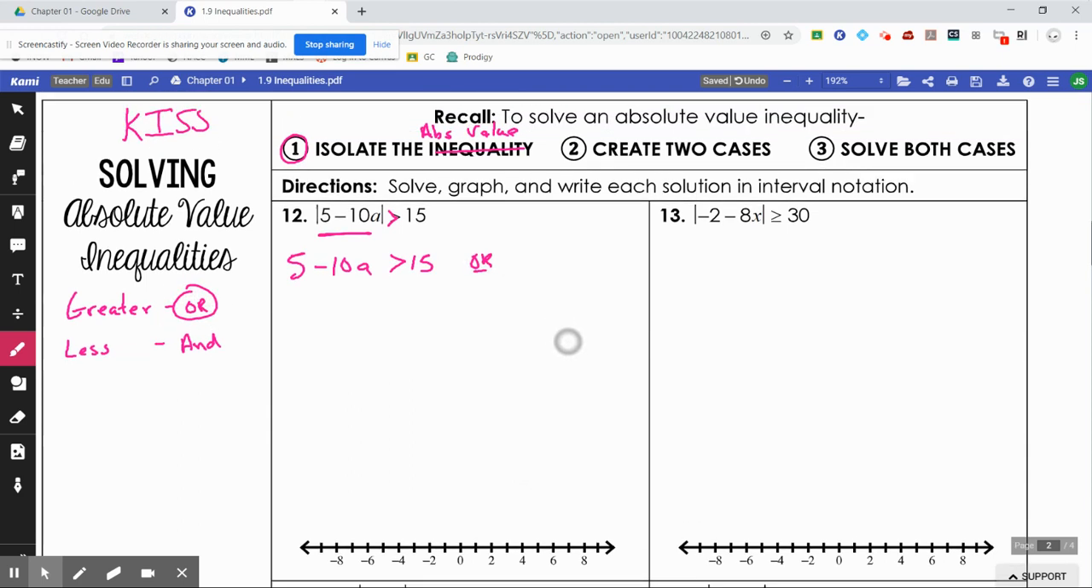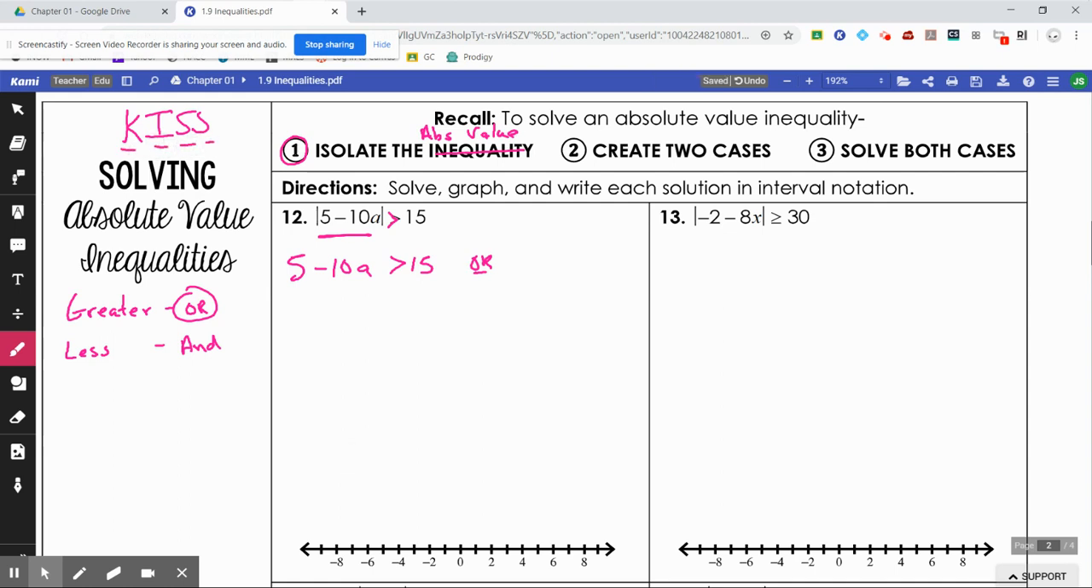Our second case, this is where KISS comes in. KISS stands for keep it, switch, switch. So for our first case, we're going to keep it the same. All I did was I dropped the bars. For our second case, we're going to do 5 minus 2a. SS stands for switch, switch. We're going to switch our inequality over, and we're going to switch 15 to negative 15. Keep it the same, switch, switch. And again, the or came from it being a greater than.